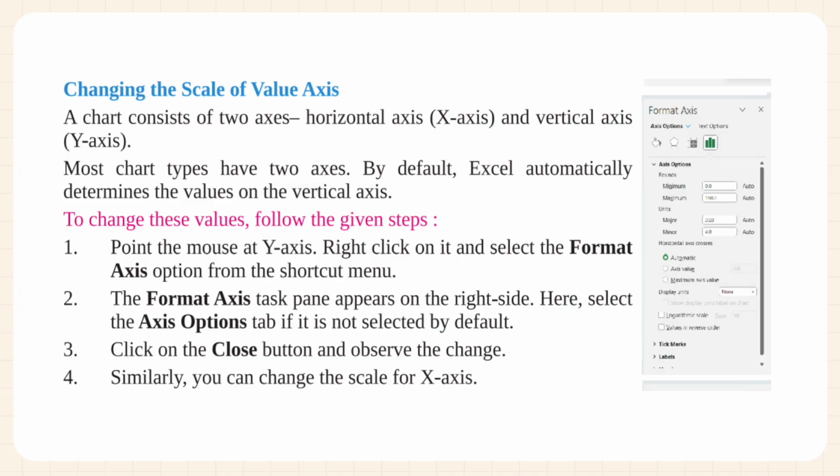1. Point the mouse at Y-axis. Right-click on it and select the Format Axis option from the shortcut menu. 2. The Format Axis task pane appears on the right side. Here, select the Axis Options tab if it is not selected by default. 3. Click on the Close button and observe the change. 4. Similarly, you can change the scale for X-axis.